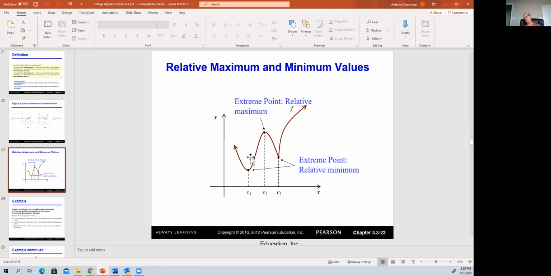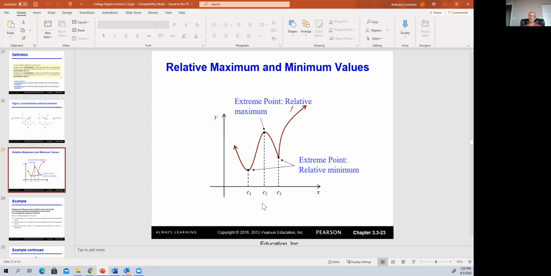And then when we're going up here, it's increasing. And then we get to point C2, and then we change state and come back down again. That also is going to be a local max in this case, because that's where we change state. And then C3 does the same thing where we go down and then back up again. And that means that's a local min.